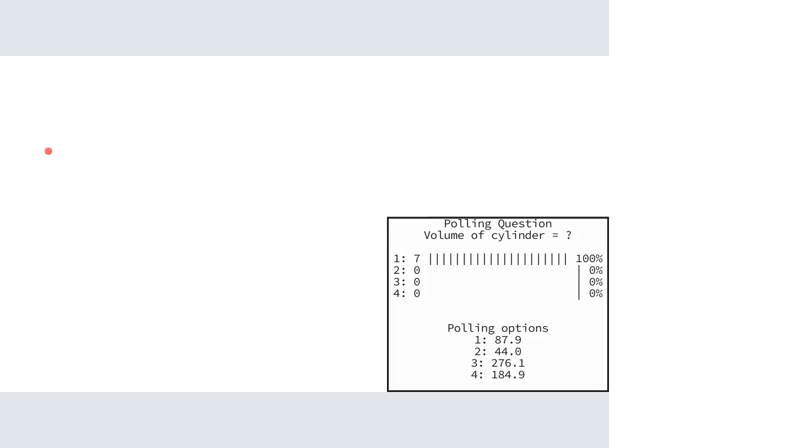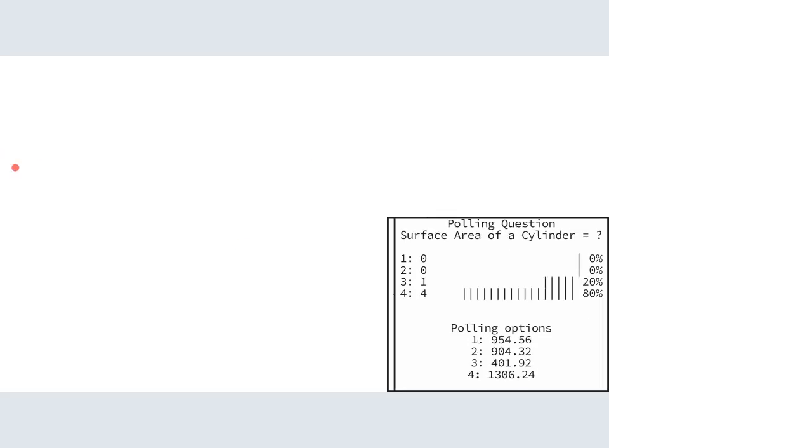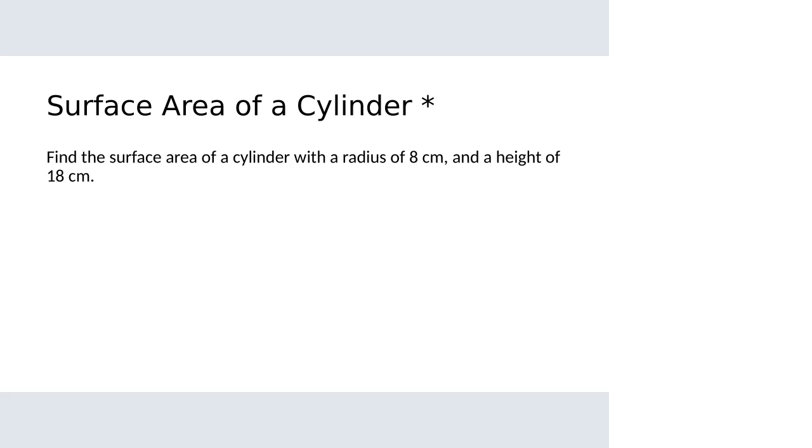All right, let's see how we're doing on this one. Not unanimous, but agreement. I don't know if I would call it strong agreement. Let's go ahead and review this one a little bit.